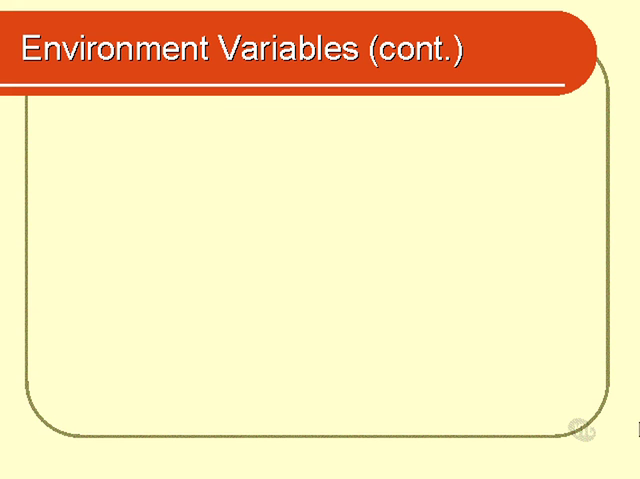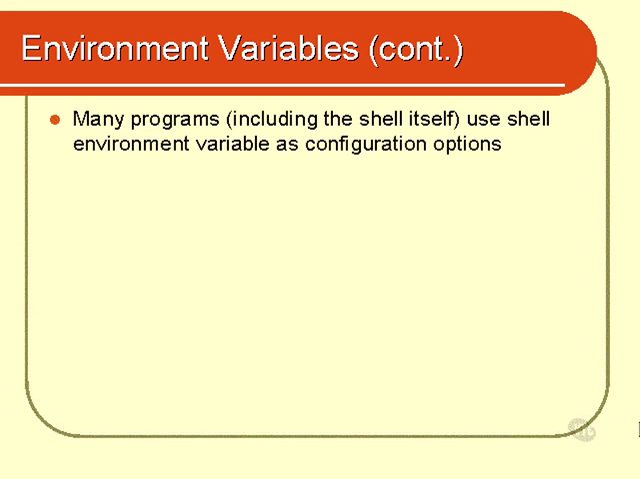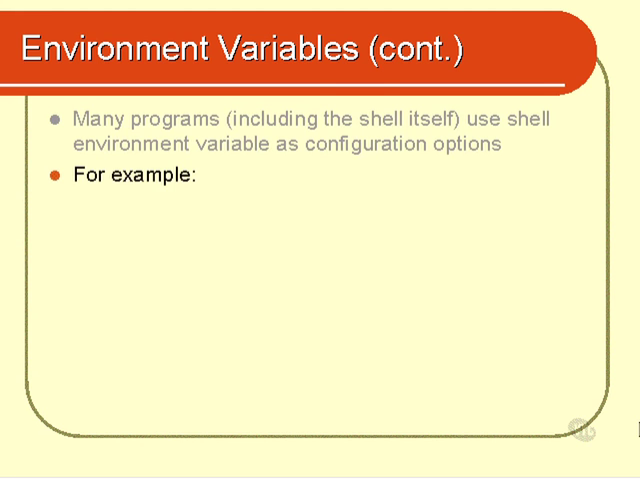So we've seen how these environment variables are set and used, but what are they actually for? Well, many programs use these shell environment variables as configuration options, and the shell is one of them. For example, if you had an environment variable called temp and its value was set to be the directory /home/fred/temp, then that might possibly be the directory that various programs use in which to store temporary files. Adjusting the environment variable would cause the temporary files to be stored in a different directory.